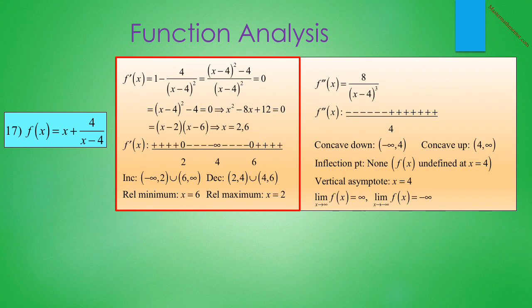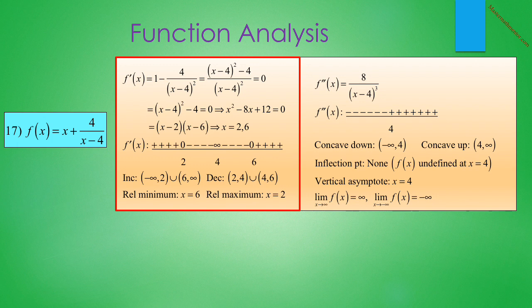We take the first derivative and get 1 minus 4 over x minus 4 quantity squared. It is best to express the derivative as a fraction. So getting a common denominator, we have x minus 4 quantity squared minus 4 over x minus 4 quantity squared. When we set that equal to 0, we set the numerator equal to 0, and we end up with x squared minus 8x plus 12 equals 0, factoring into x minus 2 times x minus 6. And we get critical values of x equals 2 and 6.